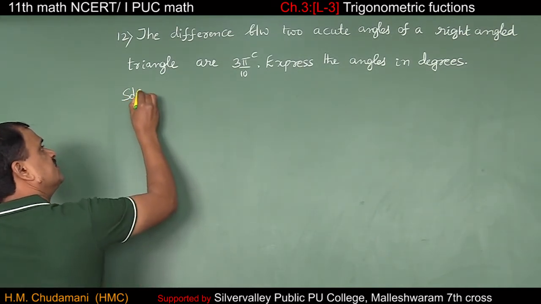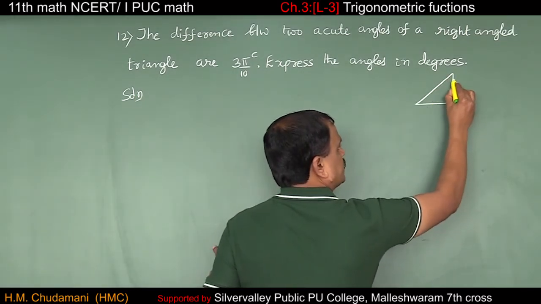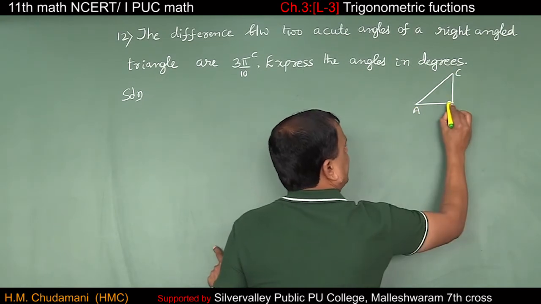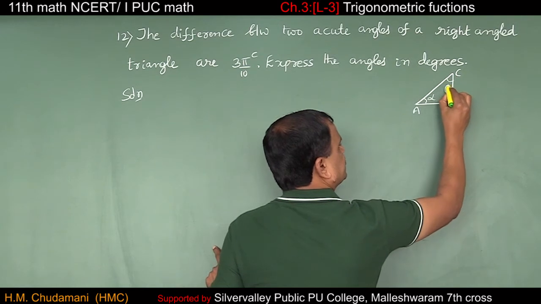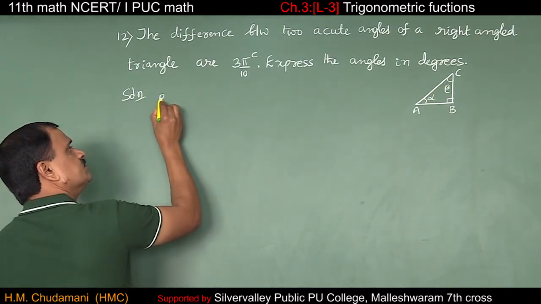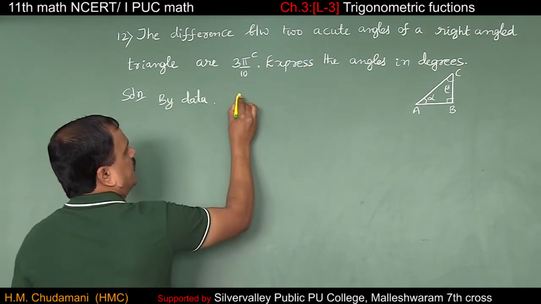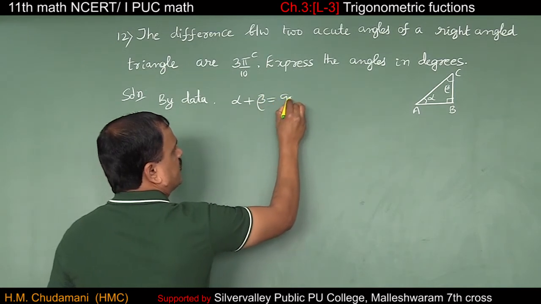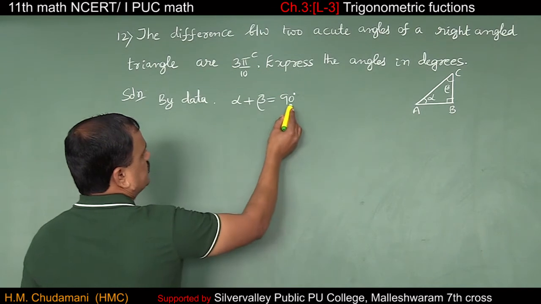Express the angles in degrees. One of the angles is 90 degrees. Let angle B be 90 degrees, and let the other two angles be alpha and beta. By data, alpha plus beta is 90 degrees, that is, pi by 2.